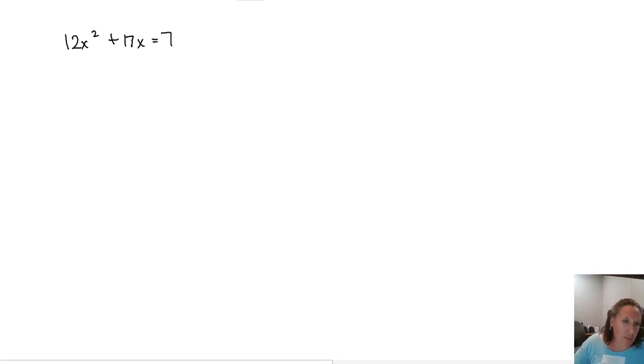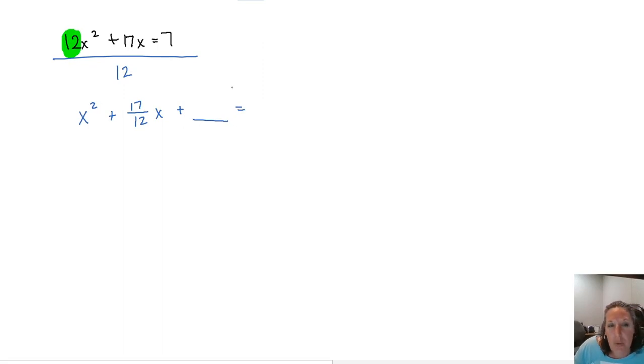All right, our next example, we've got 12x squared plus 17x equals 7. So just like we saw in the last one, we cannot have that coefficient out front, so we're going to divide everything by 12. 12x squared divided by 12 is going to give us x squared. 17x divided by 12 is 17 over 12 times x. And then on the right hand side, we have 7 over 12, doesn't reduce. I'm going to go ahead and get this in form, ready to go.